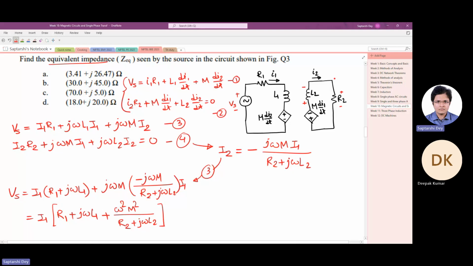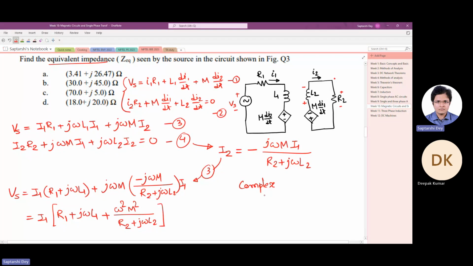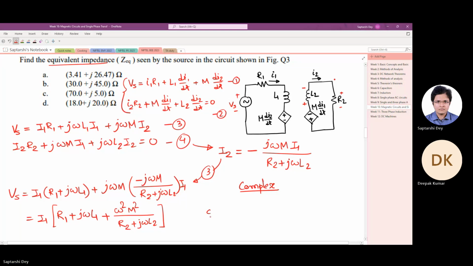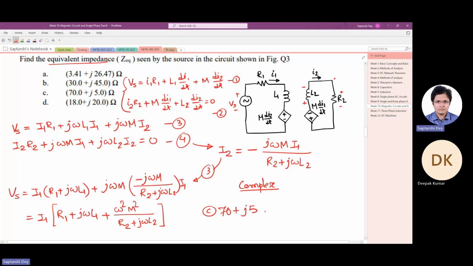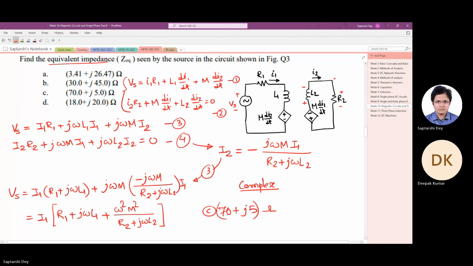Okay, now the next part is to simply put the value. All the values are given. If you put the value, as I said, I can do it using the complex mode of my calculator, or you can do it manually also by complex algebra. If you put all the values, I did it with my calculator and I got this one, option C, 70 plus j5 ohm. Is it clear?